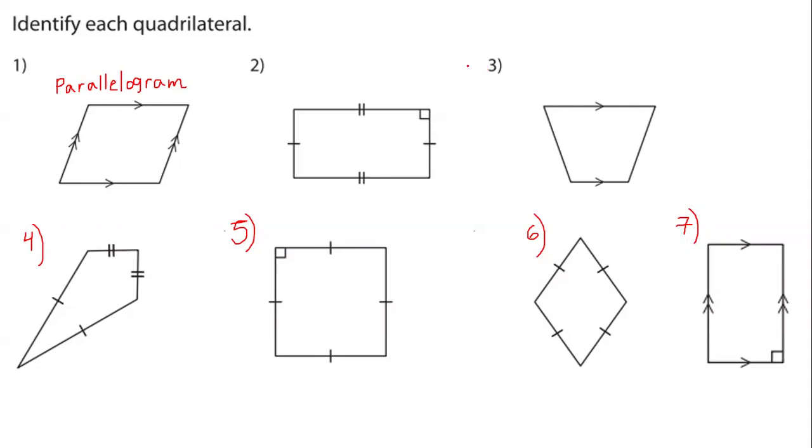All right, number 2. What y'all have for number 2? Rectangle. What gives it away? It's shaped like a rectangle. No, we're beyond shapes. Opposite sides are equal and parallel, and the right angles give it away. Exactly, and no arrows. Okay.